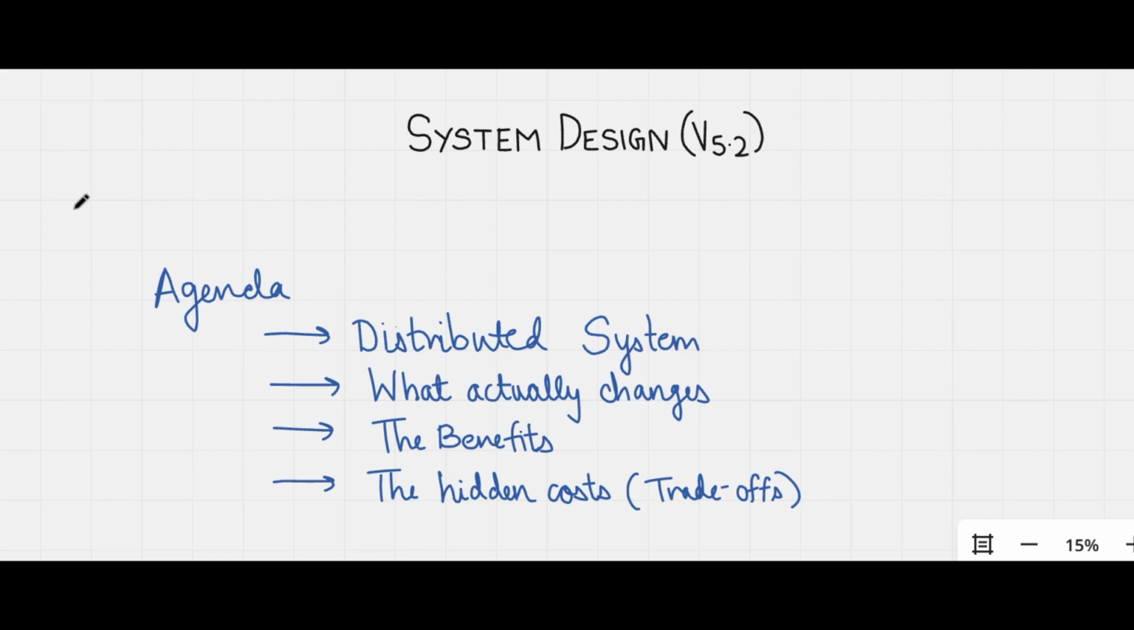This is video 5.2. In the previous video, we discussed monolithic architecture: what it is, its properties and characteristics, what limits it poses, and what eventually leads us to shift to a distributed system.